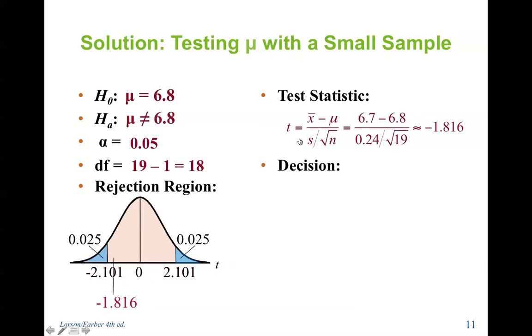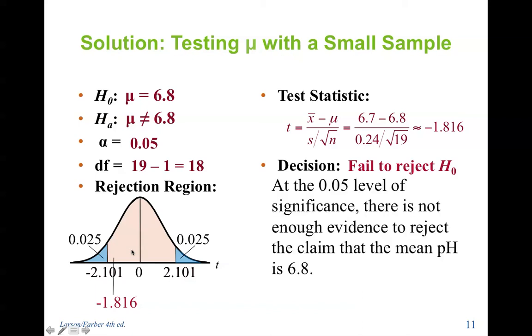Now let's find our test statistic. We know from the problem that we're doing 6.7 minus 6.8 divided by a standard deviation of 0.24 divided by the square root of 19. That gives us a test statistic of negative 1.816. Now where does it fall? If it falls in the blue, we reject. If it falls in the middle, we fail to reject. This one falls in the middle. So our decision is fail to reject.